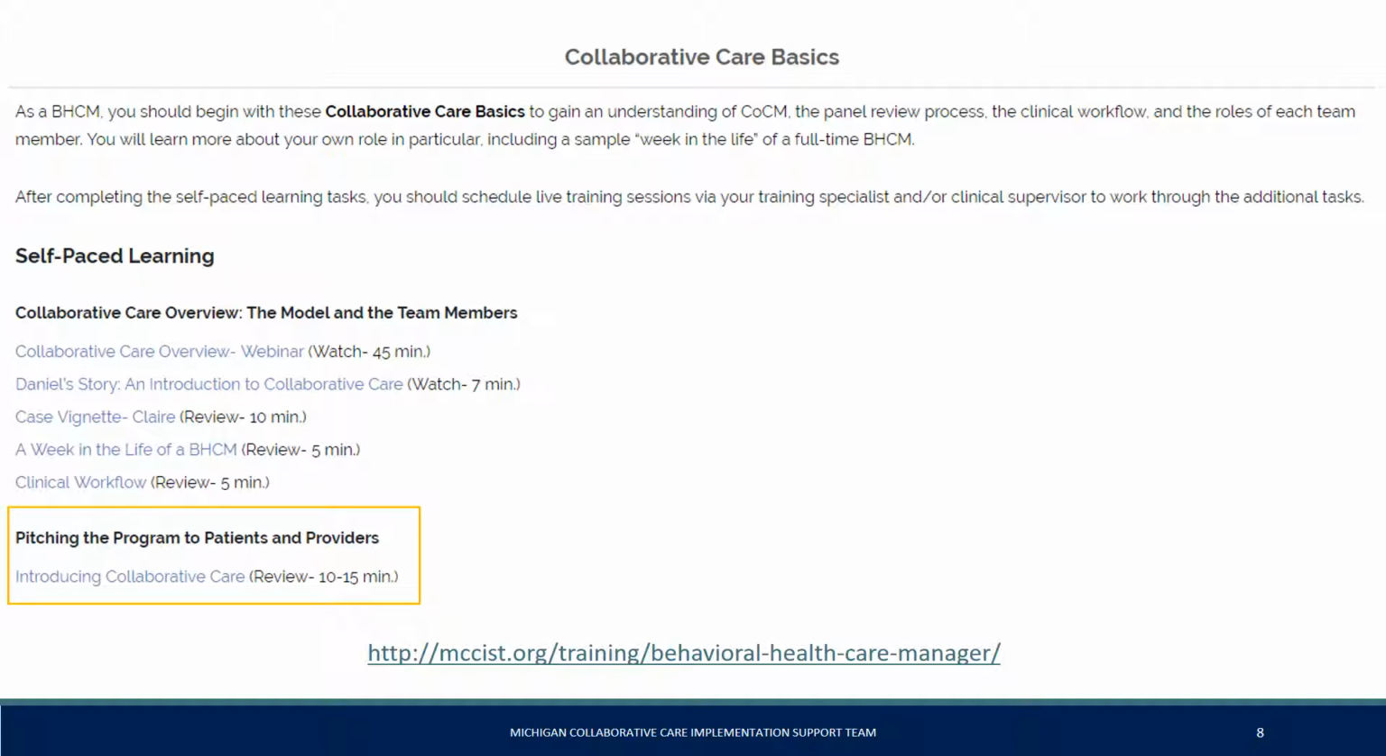So take some time to review this document and practice, and maybe even keep this posted at your workstation so it's something that you can reference, particularly when you're a new care manager. And as part of those who are working with our implementation team, we can certainly work together to role play this pitch and to make sure that you feel comfortable with it and practiced up before you start enrolling patients.